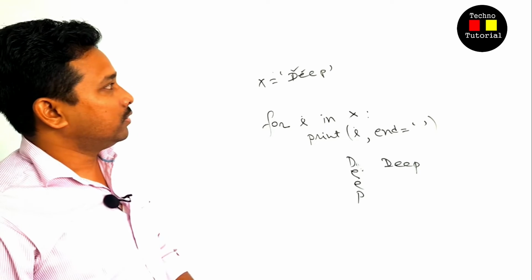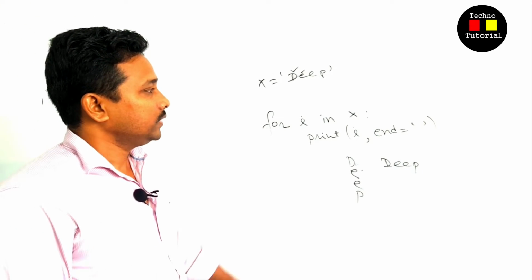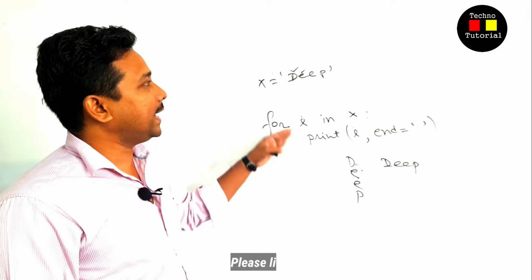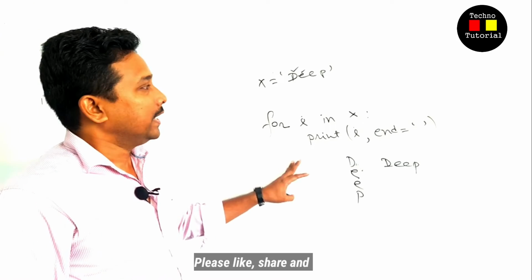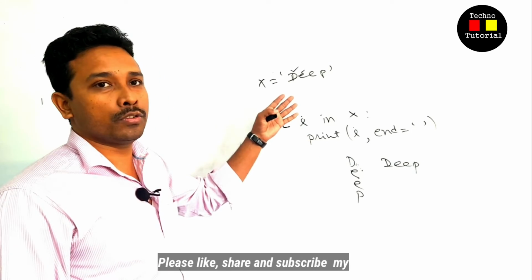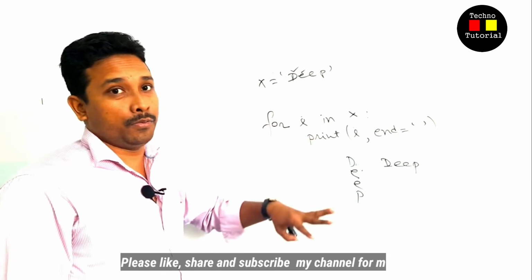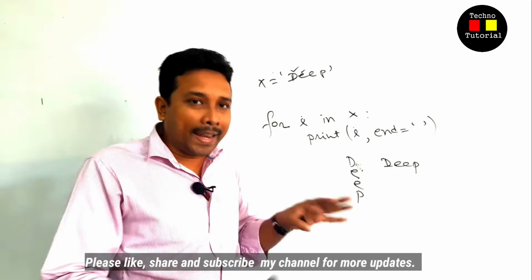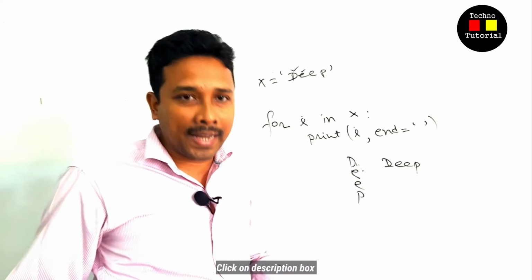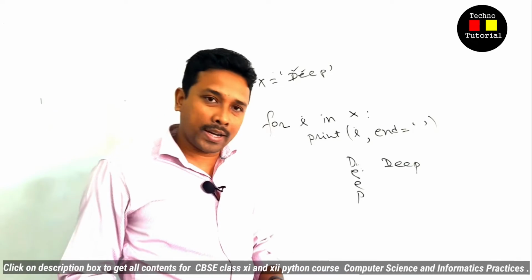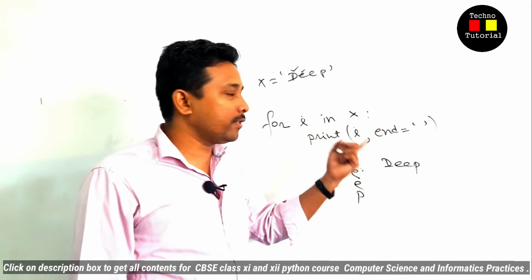Understood? So this is the thing. Like this we can execute a for loop. You can execute a for loop on a list also, on a dictionary also, anywhere. So this loop you can use anywhere. If the same task has to repeat again and again, then you can use a loop. Okay, now you got the idea about while and for loop also.